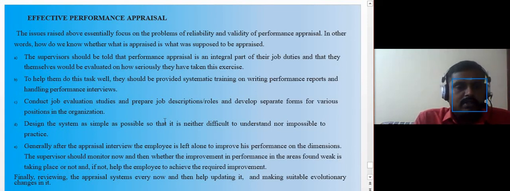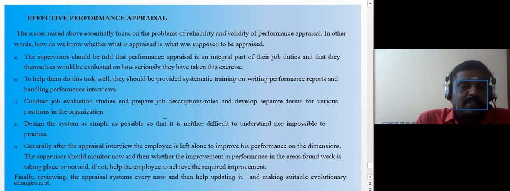To help them do this task well, they should be provided systematic training on writing performance reports and handling performance interviews. The third one is to conduct job evaluation studies and prepare job descriptions, and develop separate forms for various positions in the organization. And the fourth one, design the system as simple as possible so that it is neither difficult to understand nor impossible to practice.